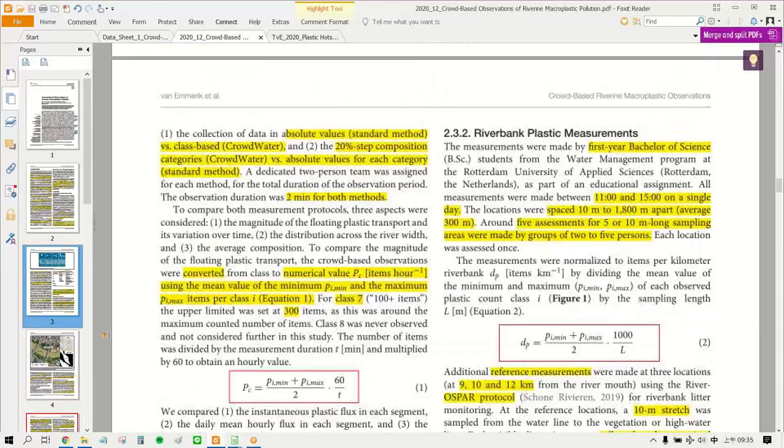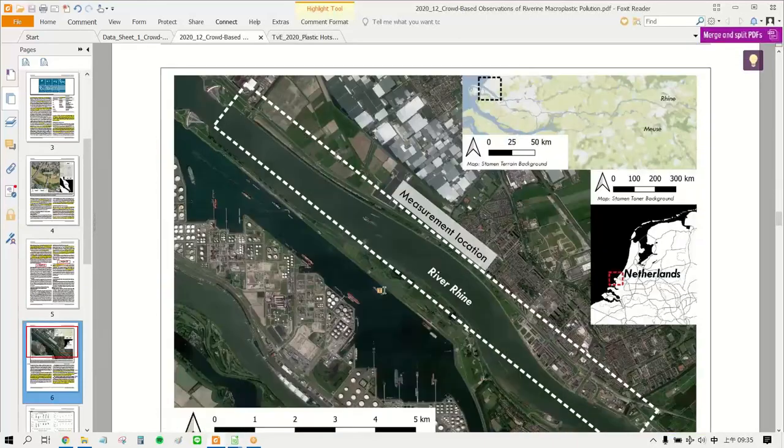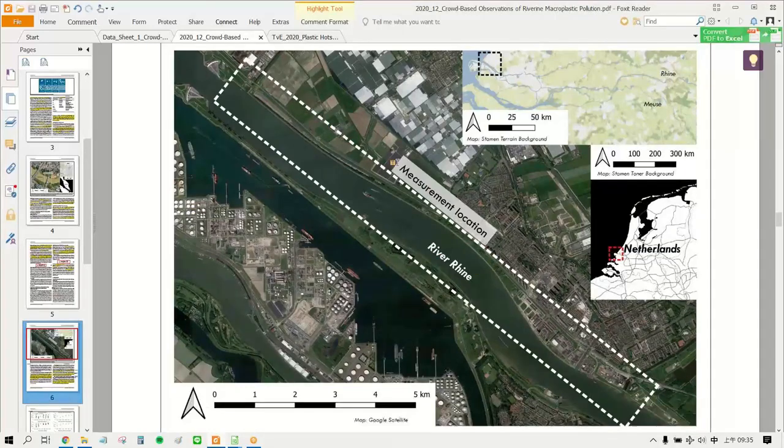And the second study area, about the riverbank plastic, is in the Netherlands. It's very close to the river mouth of River Rhine. I think it's about 15 kilometers length of riverbank here, and on the right side of this bank, they surveyed the amount of riverbank plastic.